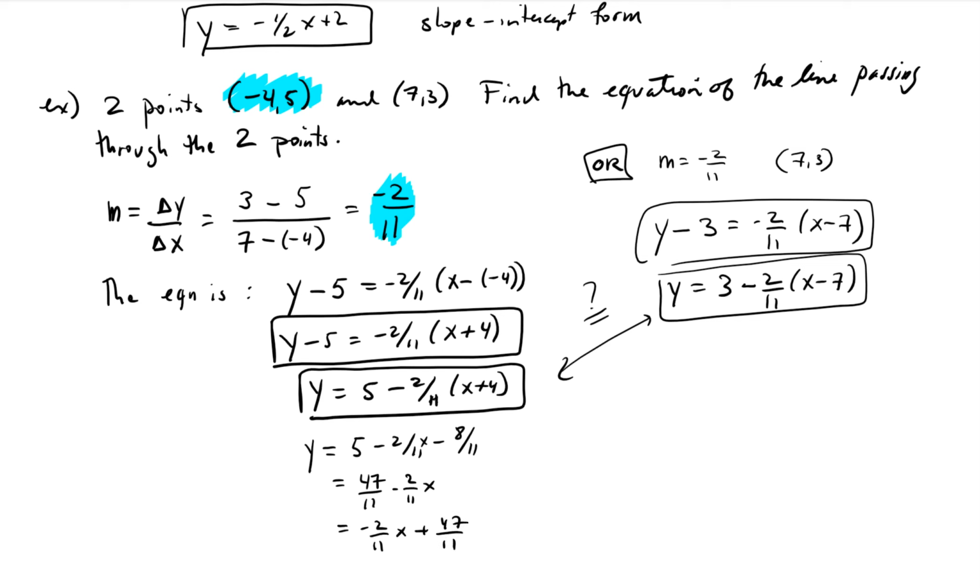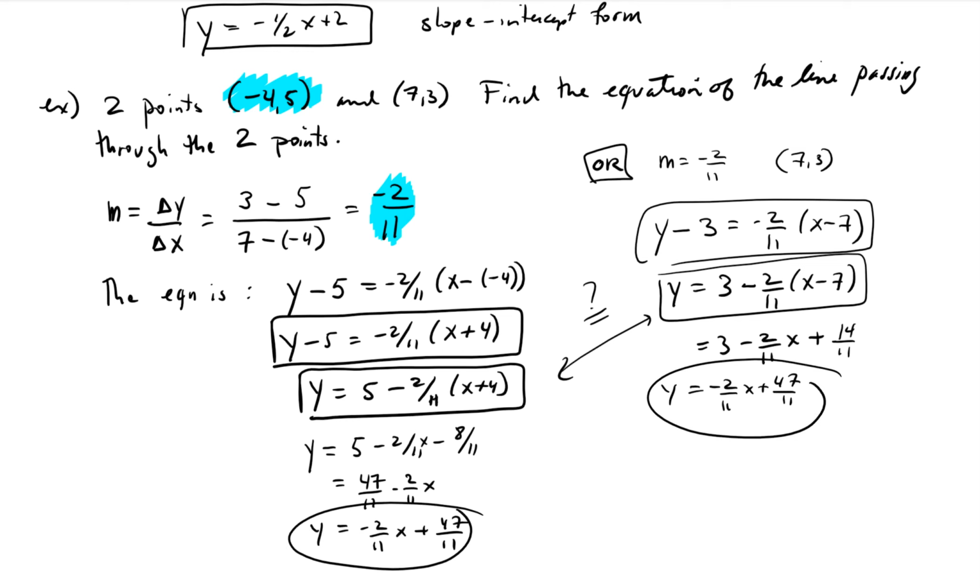So 47 over 11 is the y-coordinate of the y-intercept. If I do the same thing here, I get minus 2 over 11x. So as you can see, it's the same coefficient in front of x. Plus, what happened there? Not plus 7, plus 14 over 11. Sorry. Plus 14 over 11. Now, what's 3? 3 is 33 over 11, plus 14 over 11. 33 plus 14, that's 47 over 11. So yes, it is exactly the same equation, right?